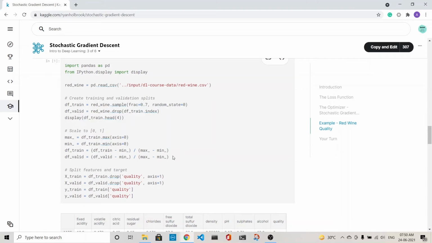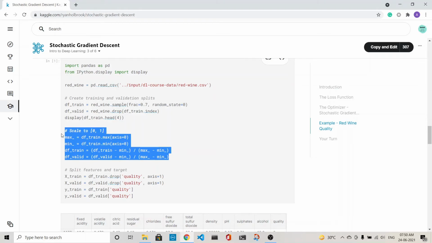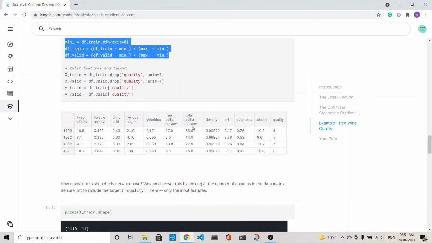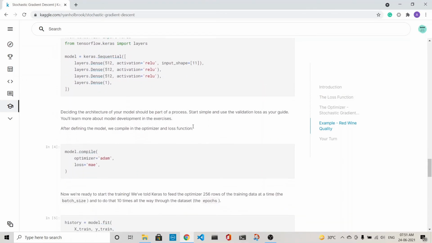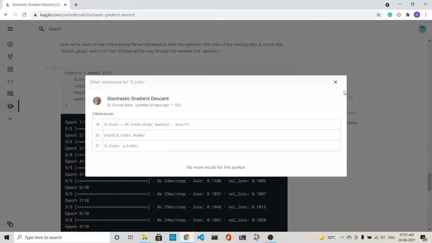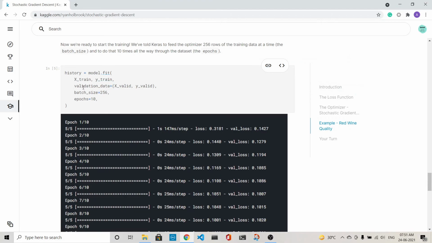Next, we scale the values so that some value does not dominate over other values, which is a very good technique, because otherwise some values may dominate. That's why you scale the values. So we have got the training data as well as the validation data. That's why you see here there is an X train, a Y train, and then there is validation data, batch size, and the epoch.